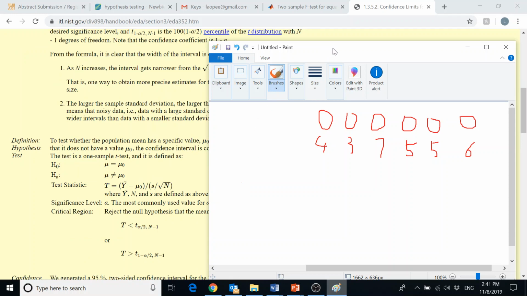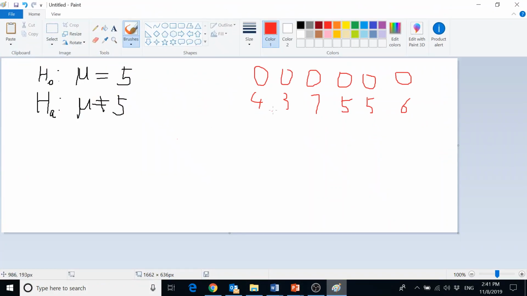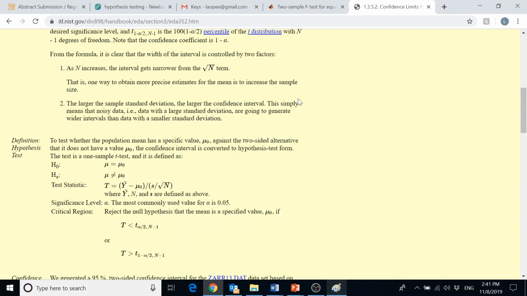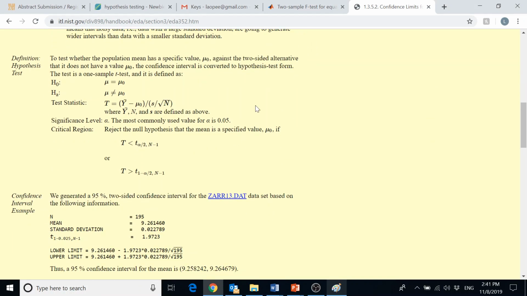In fact, you can do this in your head, but let's assume the t from those numbers, based on that formula we just showed, is, I don't know, maybe 5.5 or something like that. I didn't calculate it. Okay, so you've got your sample statistic.